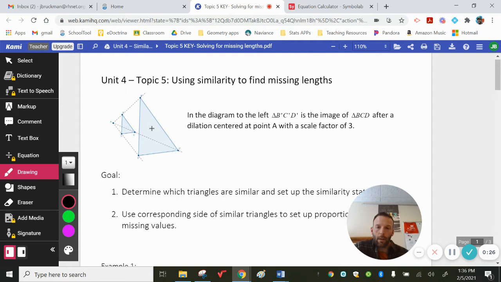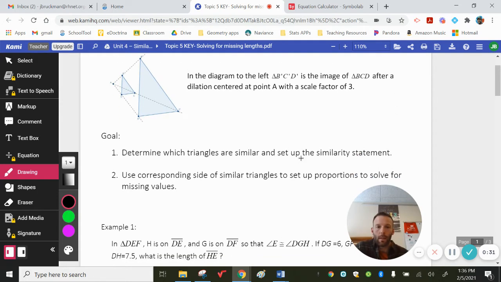This image triangle is similar to the pre-image triangle, and therefore I can write a similarity statement. This thing called a similarity statement, we've seen this in other examples, but all this means is we're going to write a statement that describes which triangles are similar. So I could say that the triangle BCD is similar, that's like a little squiggle like that, to triangle B prime, C prime, and D prime.